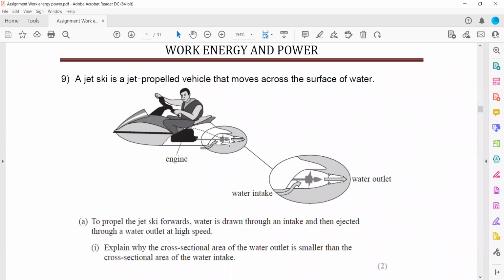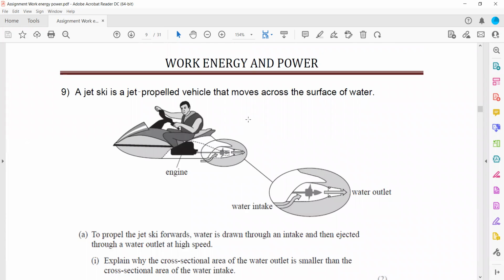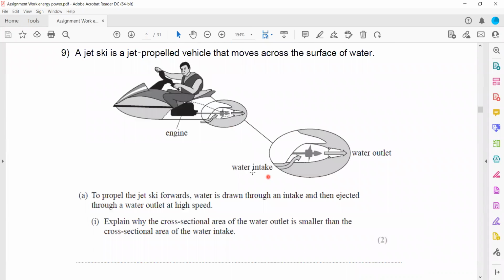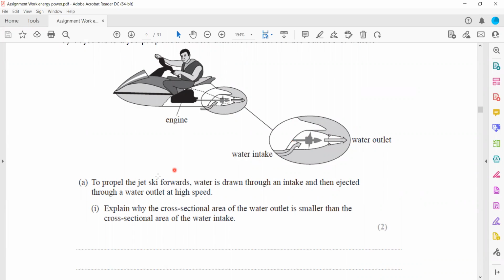In question 9, a jet ski is a jet propelled vehicle, which means water will come out of it, and it moves across the surface of water. It takes in water, and then there will be a water outlet. To propel the jet ski forward, the water is drawn through an intake, and then it is ejected through a water outlet at a high speed. So it will come out at a high speed.